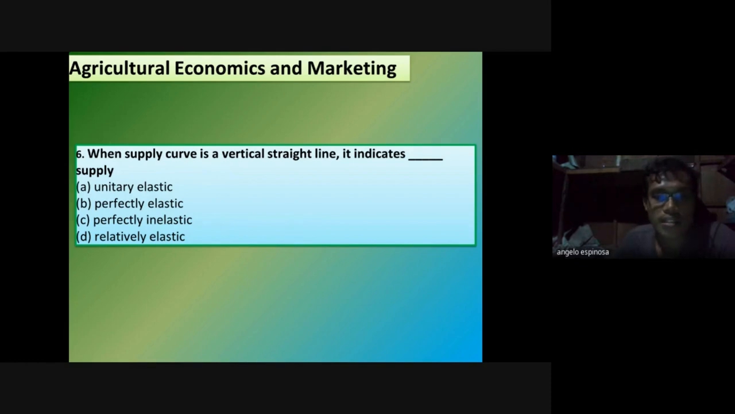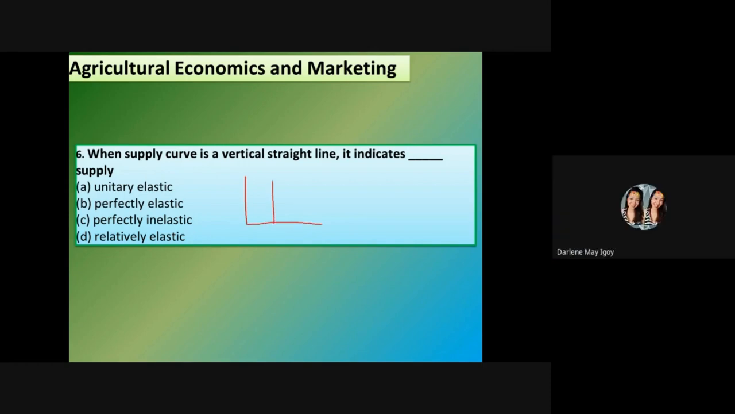Number 6. When the supply curve is a vertical straight line. So, a vertical straight line, like this. So, we have the vertical straight line.